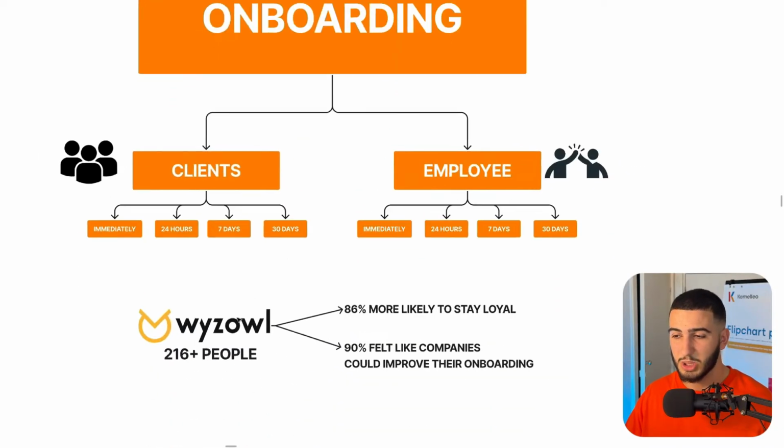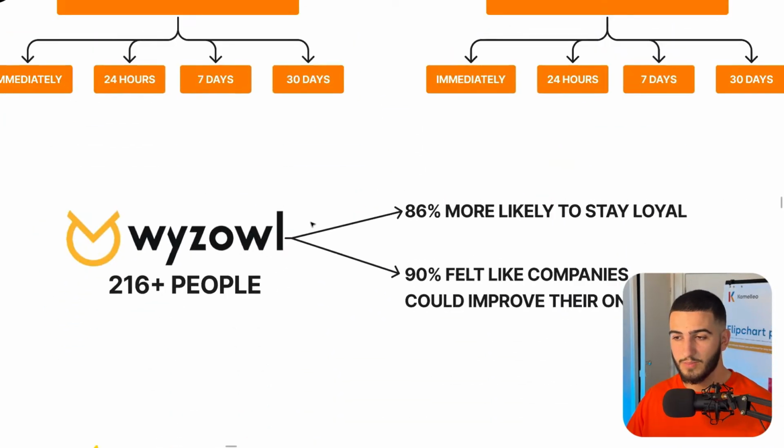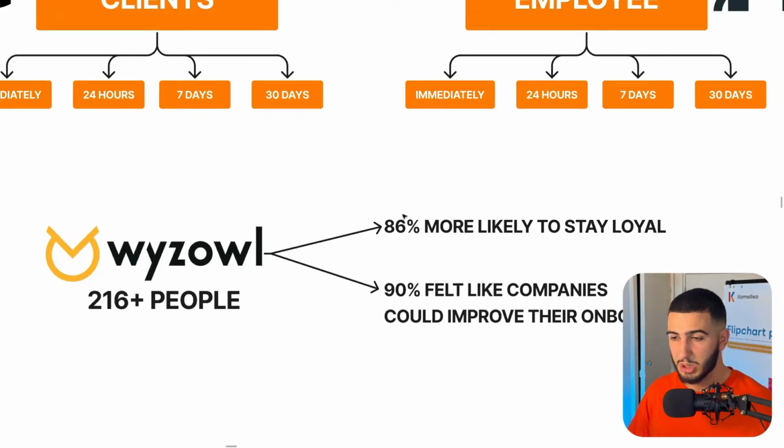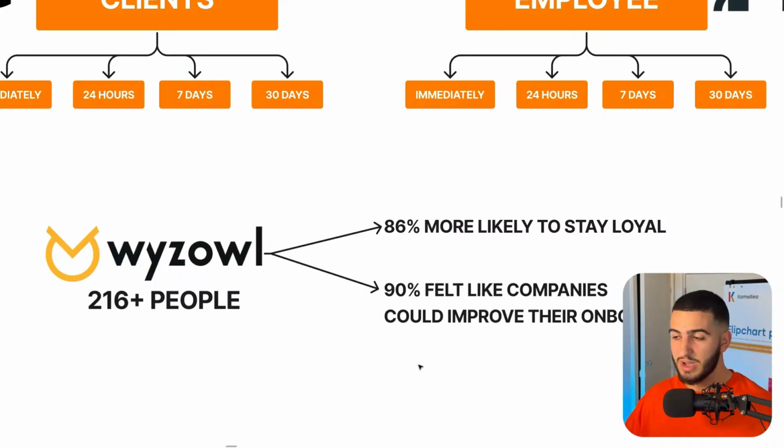And just a fun fact to show you the importance of onboarding. Wiseout did a survey a few years back that showed that people are 80% more likely to stay loyal if there's a good onboarding process. And more interestingly, people felt like 90% of companies could improve the onboarding process. So even though I've made so many videos and there's so many videos online talking about onboarding, it's still not at the level it should be, right? So I'm going to keep on nagging you about onboarding, and let me show you the automation, or at least some of the automations you can implement in your agency to improve your onboarding process.